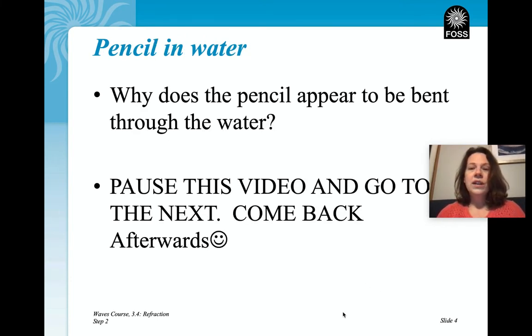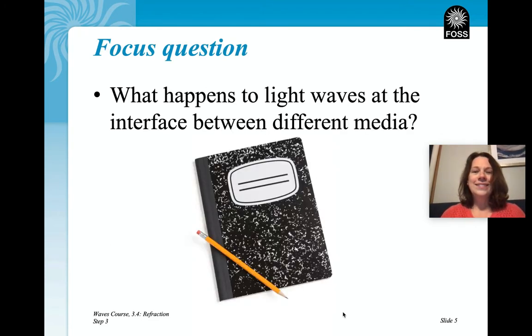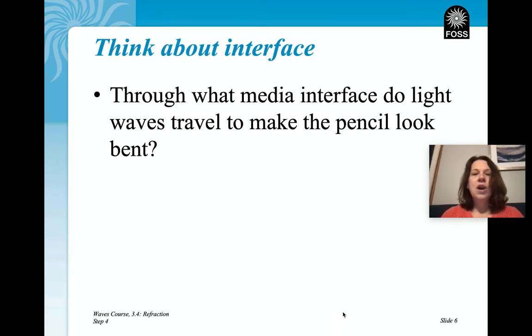Pencil in the water trick. Time to pause the video and watch how a pencil in the water may look bent. Or if you're in class, try it there. What happens to light waves at the interface between different media? In other words, what happened to make the pencil look bent?